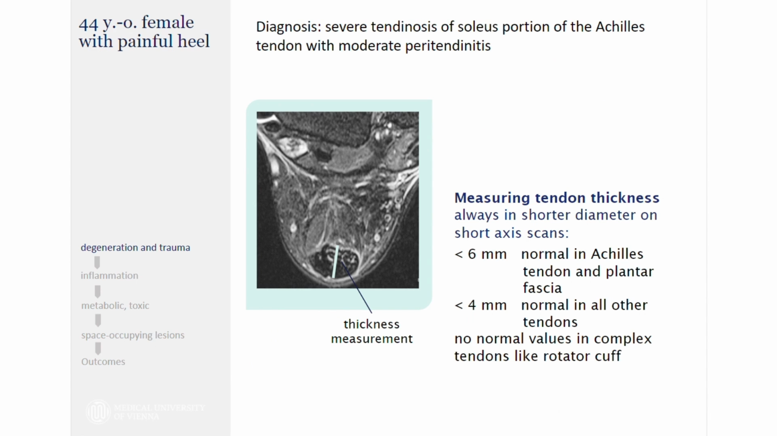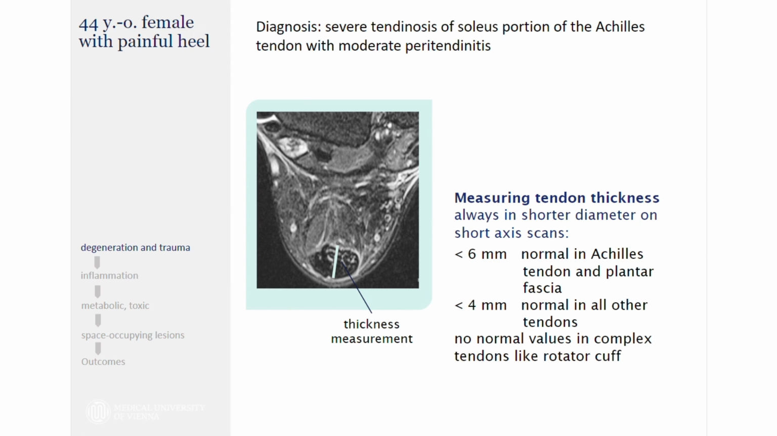Here, now we start with the first case. It's a 44-year-old female with a painful heel. And this is the limit of her Achilles tendon. The Achilles tendon is a very good experimental model because it's not just a tendon model we have. Therefore, it is very easy for us to understand tendon disease with that tendon.